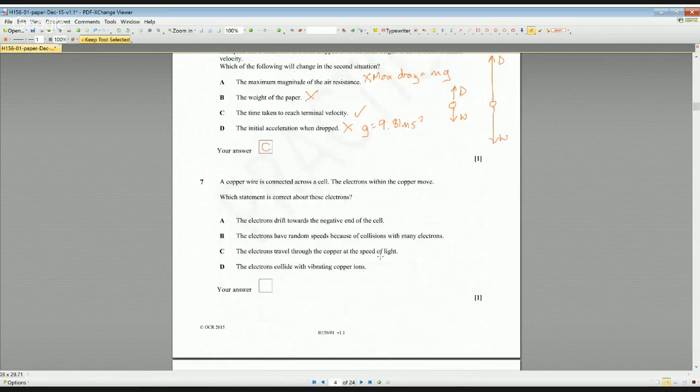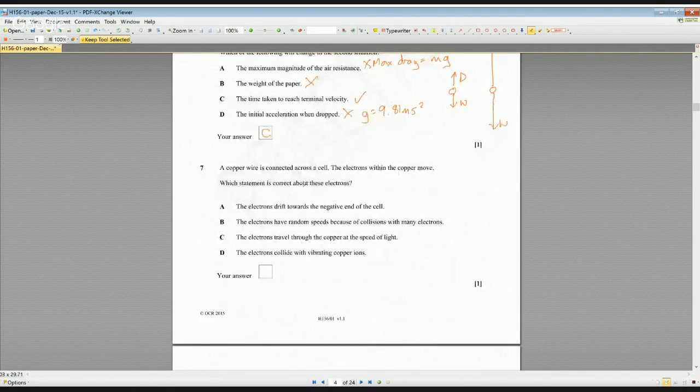Question 7, we've got a copper wire connected across a cell. The electrons within the copper are moving. Which of these statements is correct? So A, the electrons drift towards the negative end of the cell. Well, that's impossible because the electrons themselves are negatively charged. They will be attracted to the positive terminal, so that's incorrect.